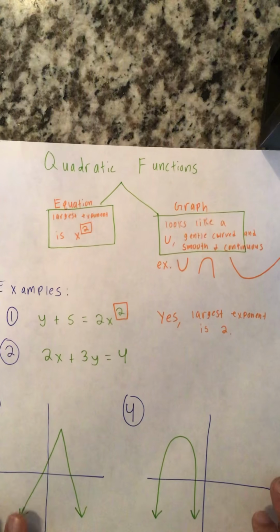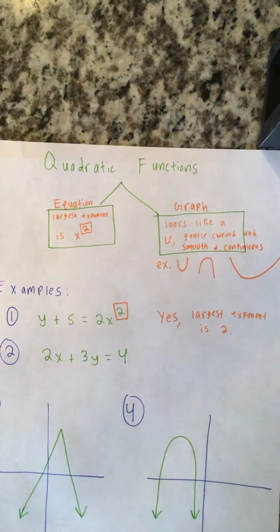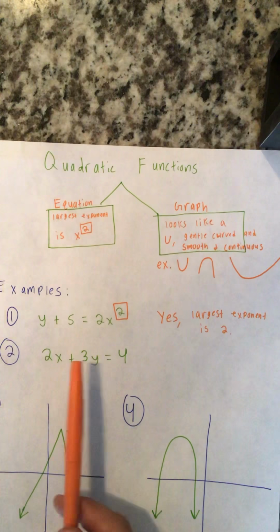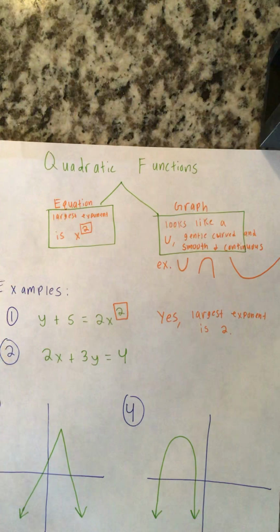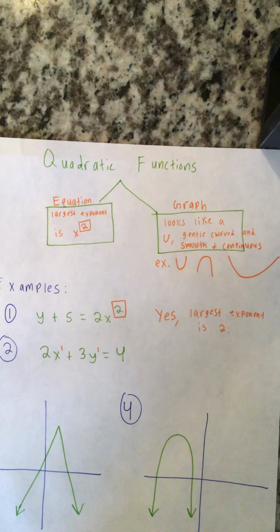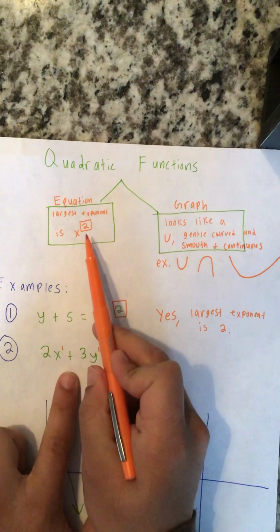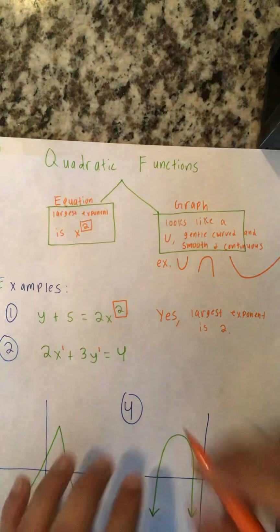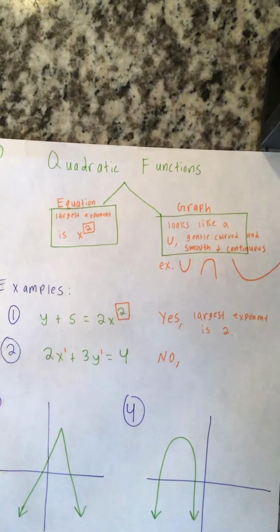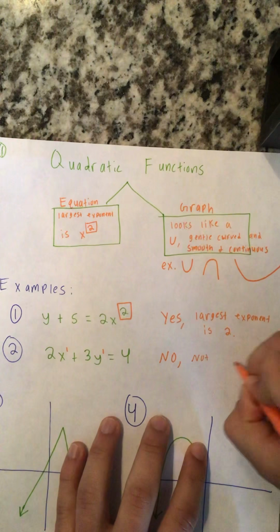Well, let me try to get that in camera. There we go. Now if we go to number 2, 2x plus 3y equals 4. Again, it's an equation, so we need to look for the largest exponent. I don't actually see any exponents, but remember, if a variable is by itself, there's an exponent of 1. Are any of those an exponent of 2? If they're not, then we can say no. It is not a quadratic.